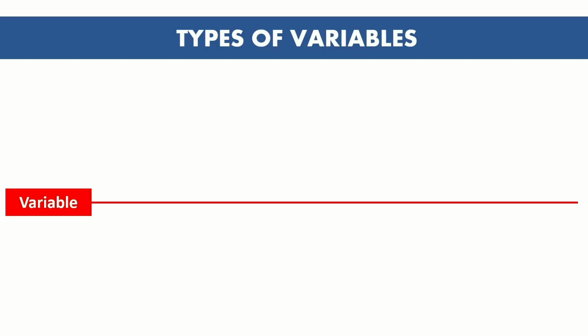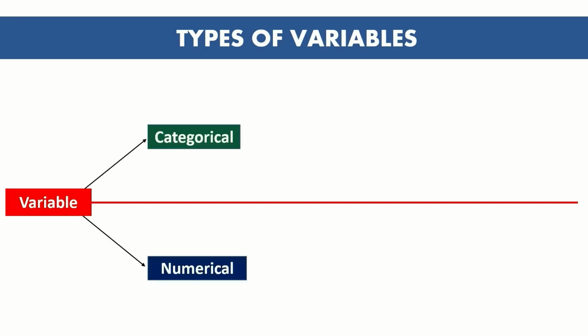Let's quickly go through the kind of variables we may have in our data set to help us know which descriptive statistics options or charts would be appropriate for the kind of data we have. So a variable may either be categorical or numerical. Let's take the categorical first. As the name suggests, categories, so categorical. This means that the variable is putting respondents into groups, into categories.